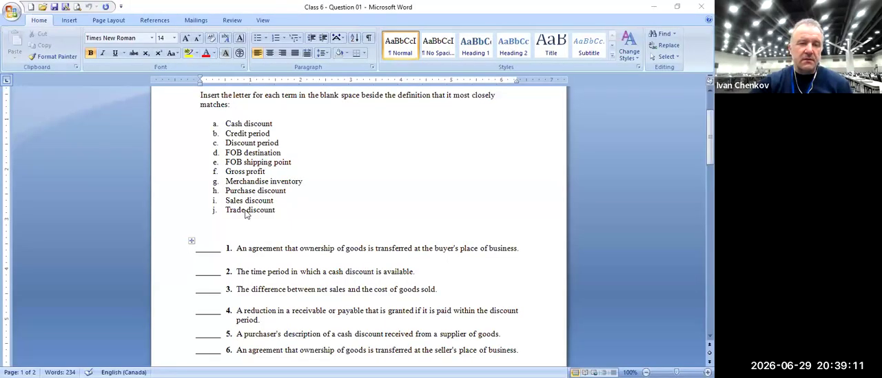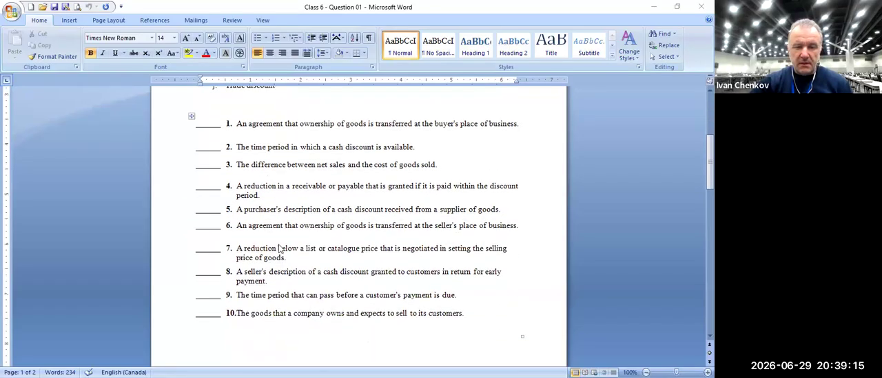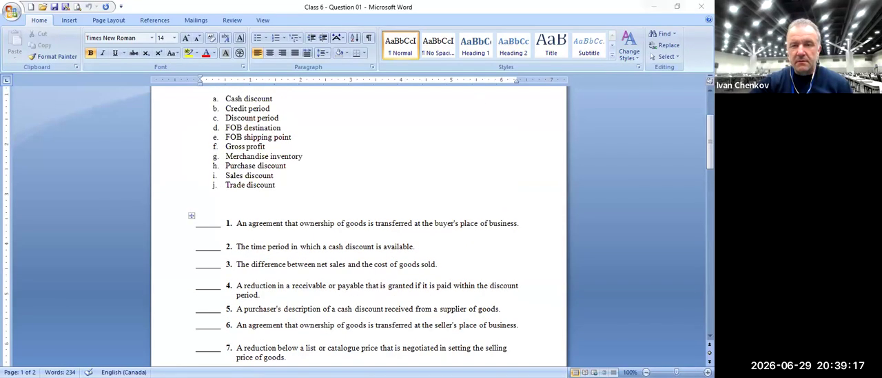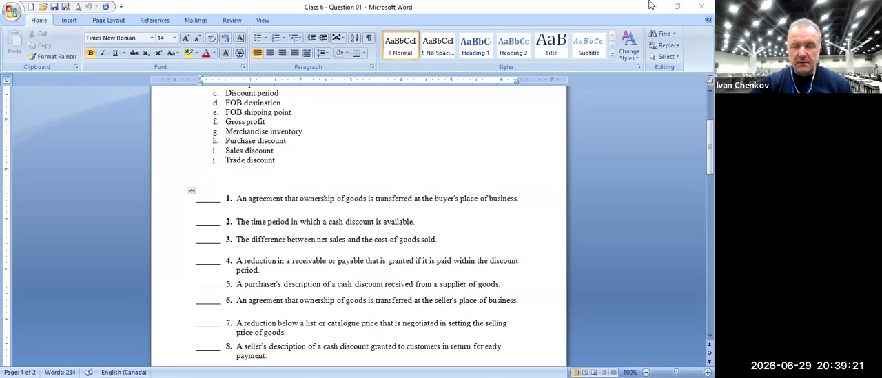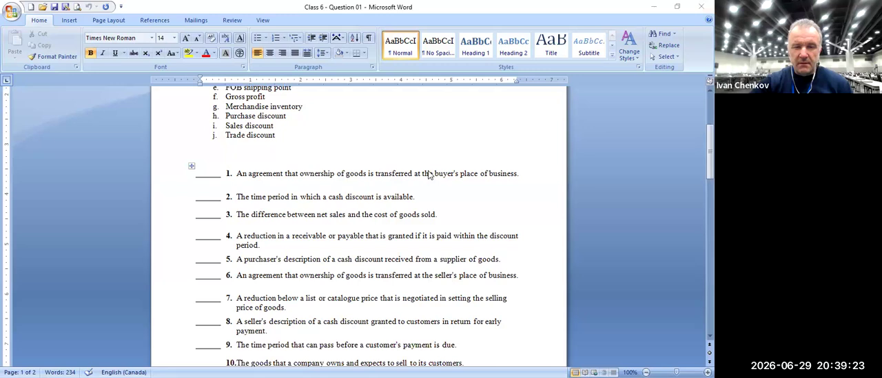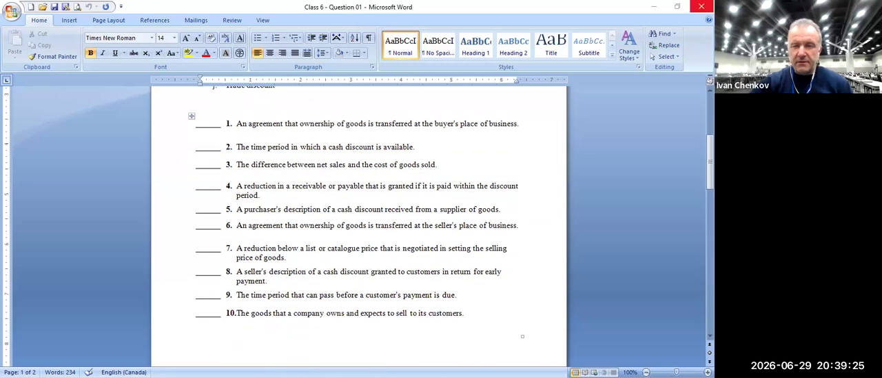On question 1 was again just to match the definition with the appropriate terms and the appropriate scenarios. Just to have it here for the recording, question 1 and different definitions.